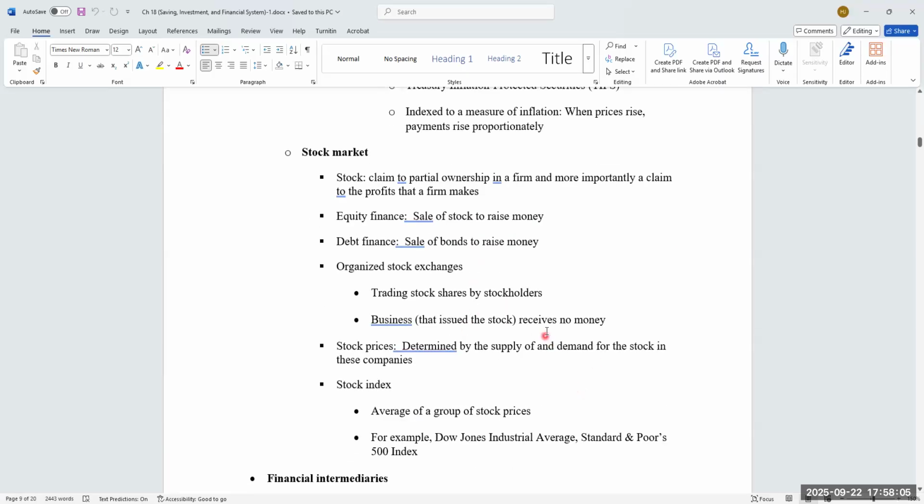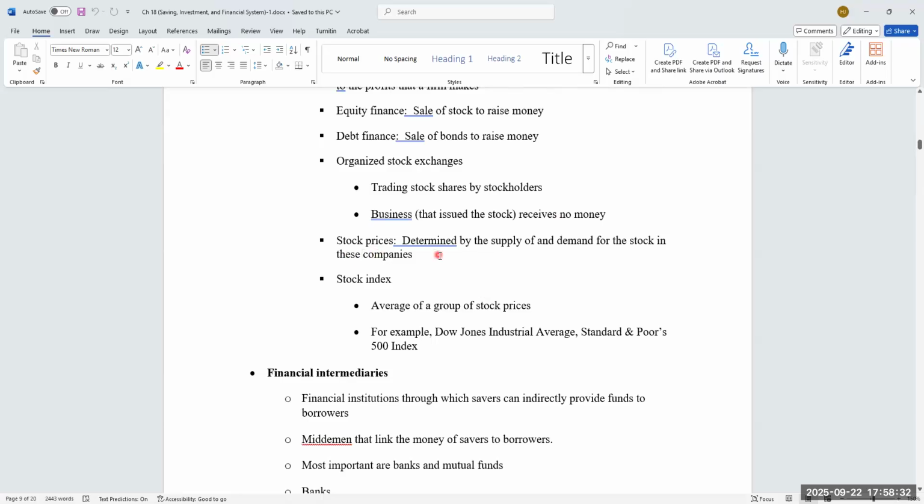Now you have organized stock exchanges. NASDAQ and the New York Stock Exchange are the two big ones in the US. What is an organized stock exchange? It's just a fancy way of saying it's a big swap meet where you can go to buy and sell stocks. Stock price is determined by the supply and demand for these companies, and the stock price is the price of one share of the stock of the company.